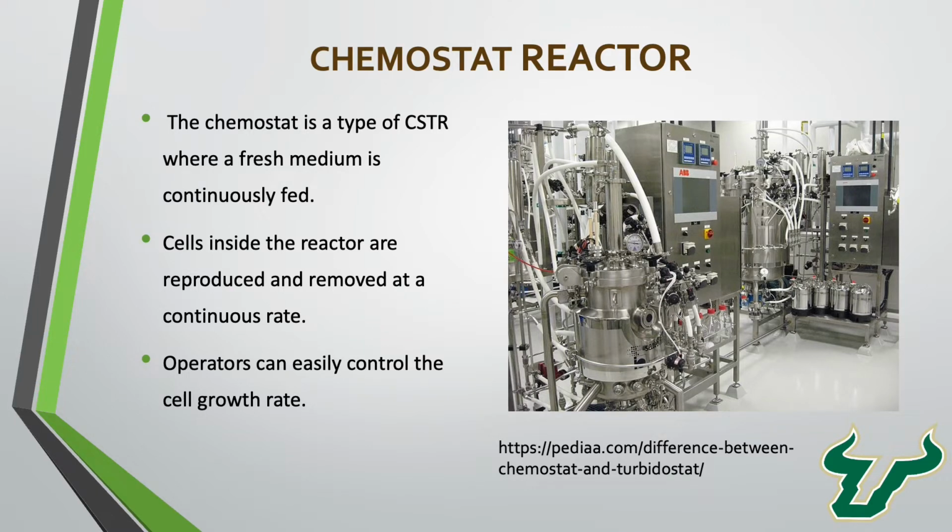To begin, we have an introduction on a chemostat reactor. Chemostats are essentially CSTRs, better known as continuous stirred tank reactors, where a fresh medium is continuously fed. They also have monitoring equipment and pH controllers to measure and keep an optimal environment for the cells to grow. The cells in the reactors are reproduced and removed at a continuous rate. An important characteristic of a chemostat is that operators can easily control the cell growth rate by modifying the volumetric feed rate, which is the dilution rate.